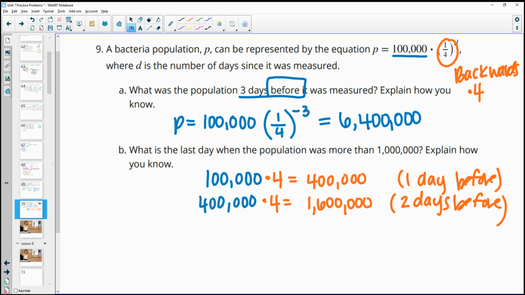So that would be when it was over 1 million, right? 2 days before. So the time that they started was 100,000. 1 day before was 400,000. And then 2 days before was 1.6 million. So 2 days before was the last time it was over 1 million.